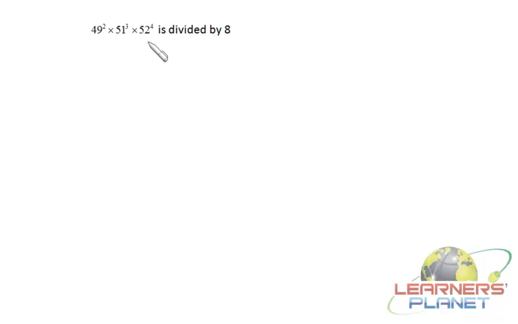2 raised to 4 is 16. Now if it is divisible by 16, so it will be definitely divisible by 8. So in this case, we'll be getting the remainder as 0. So no need to calculate, just observe the question and do it smartly.